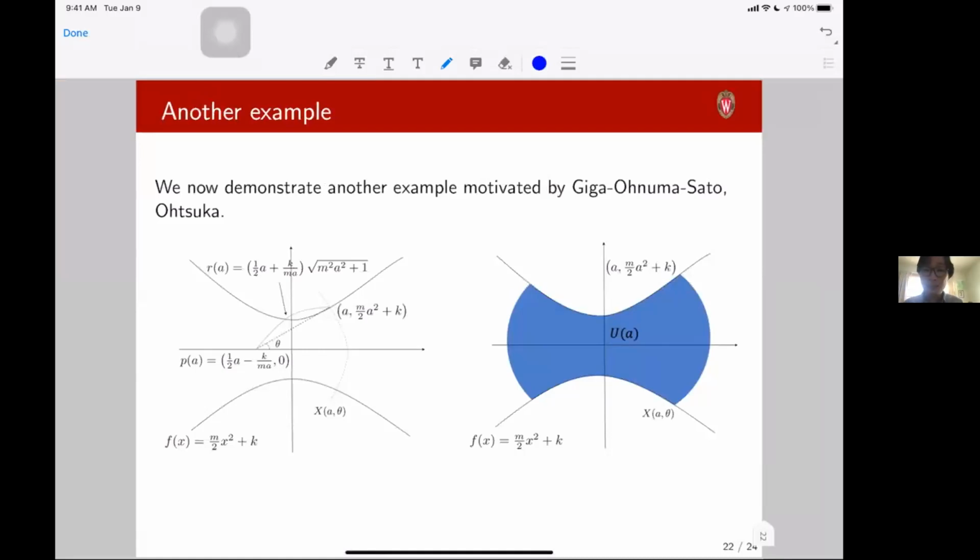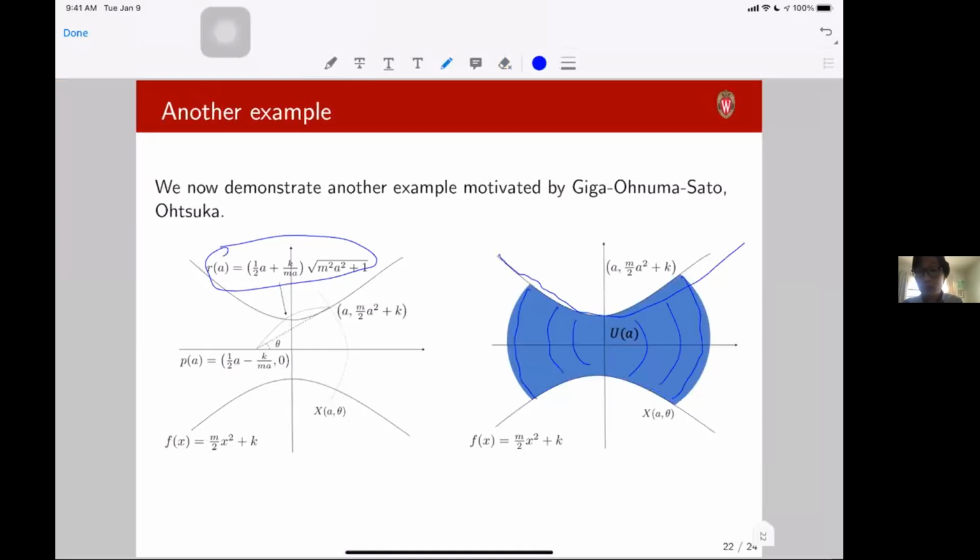We have another example. This is based upon the examples constructed earlier by Giga, Onuma, Sato, or Otsuka, similar to the picture I drew earlier, where we can construct a very classical example in which the domain is like this. This is omega, created by these two curves from above and below, which can be computed clearly. Then we look at the evolutions of parts of the circles here, and we can keep track of the evolutions clearly.